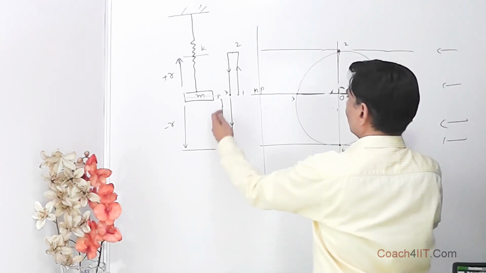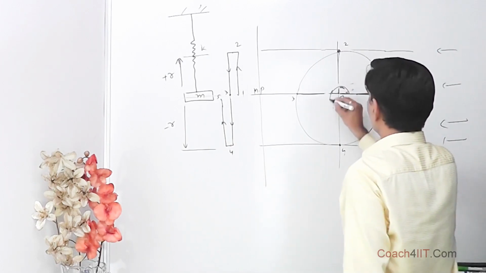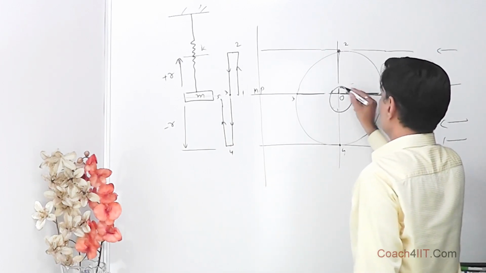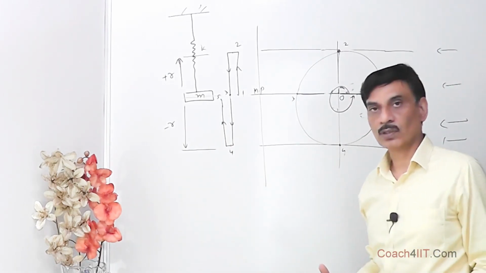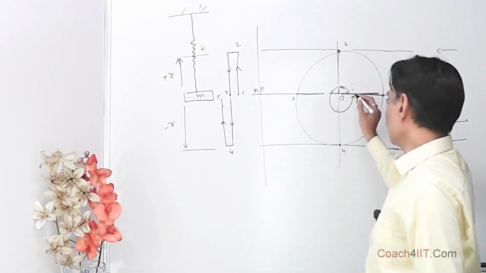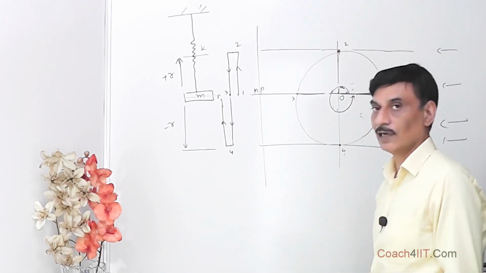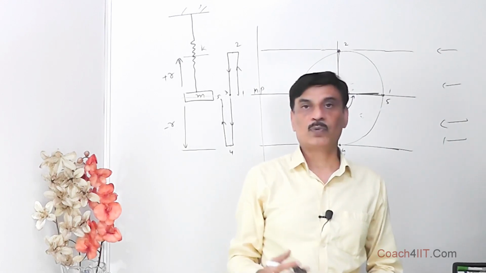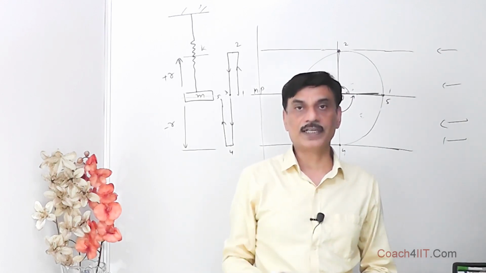After 4, once again it reaches over here. So we say that the angle which it makes is 2 pi radian or 0. It's one and the same thing, because after this, once again the oscillation repeats itself. These are periodic functions which repeat themselves after 2 pi radians.